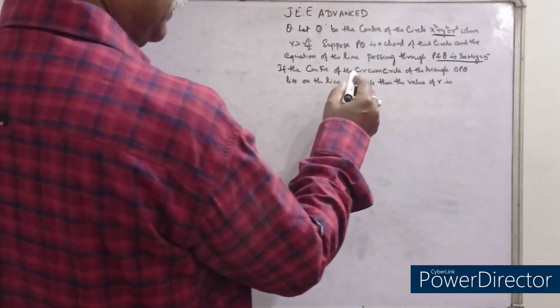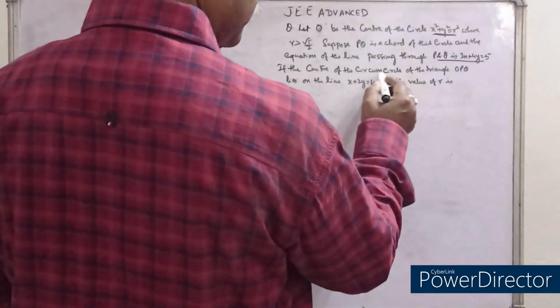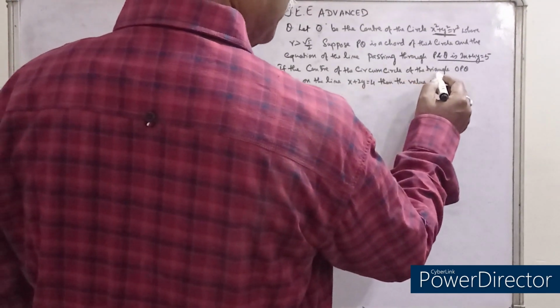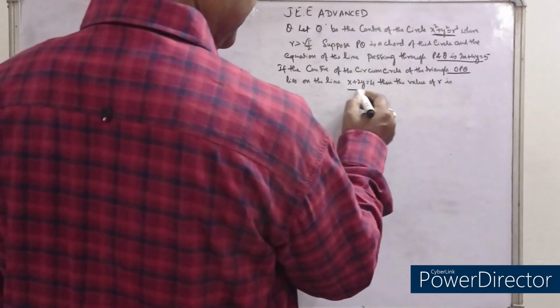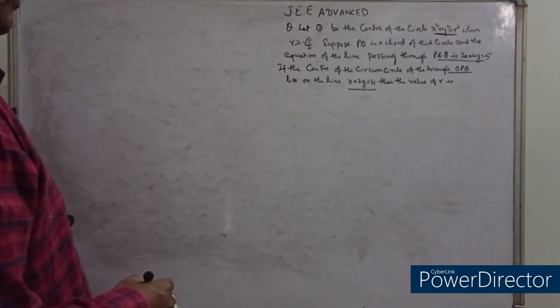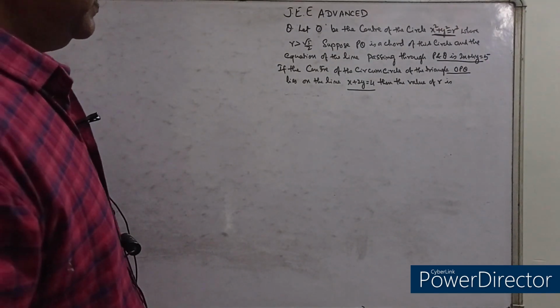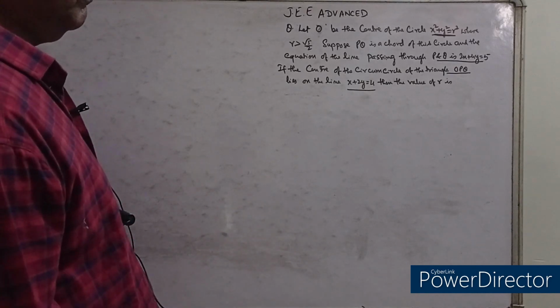If the center of the circle of the triangle OPQ lies on the line this, then the value of R. So first of all, let us draw the figure.